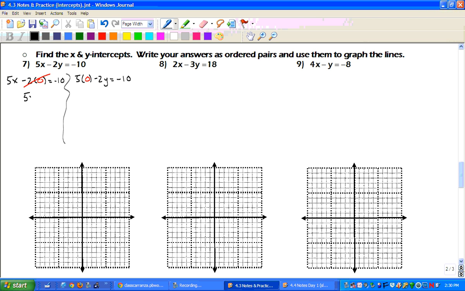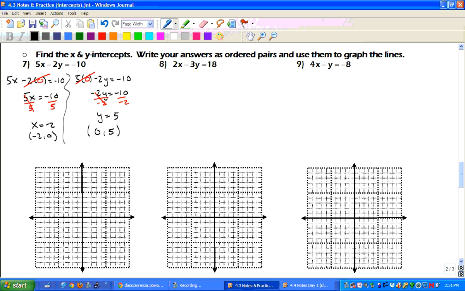Those cancel. You get 5x equals -10. Divide both sides by 5. You get x equals -2. Okay, and that's the point -2, 0. All right, we're doing the same thing on the other side. Those cancel. We're left with -2y equals -10. Divide both sides by -2. You get y equals 5, and that's the point 0, 5.